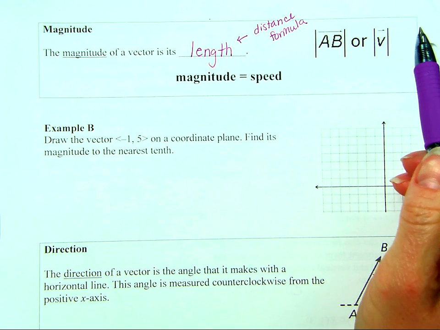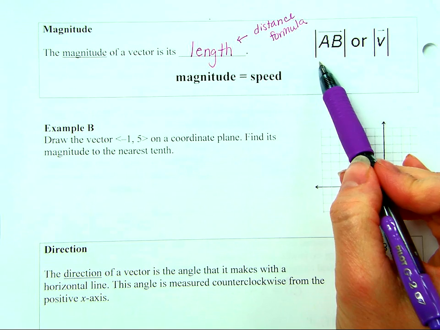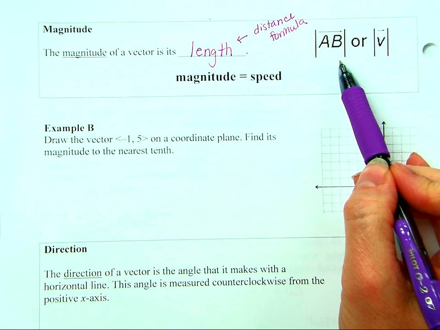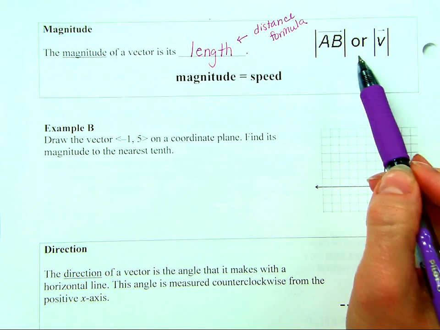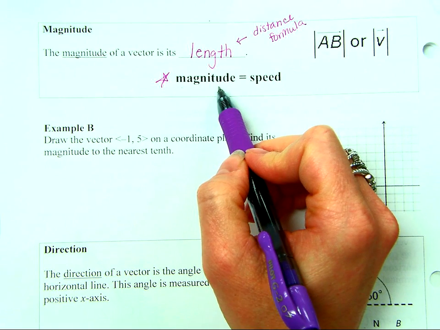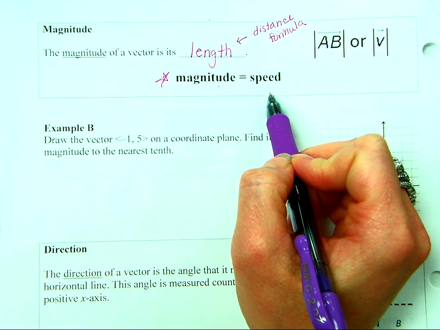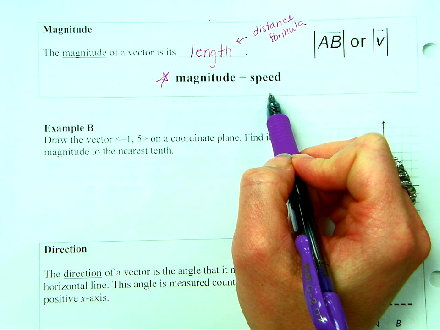So when they're referring to the length of your vector or the magnitude, you can see they have it in absolute value because it's going to be a positive number. This is really important. The magnitude of your vector represents the speed of your object. So the longer your vector, the faster your object is moving.